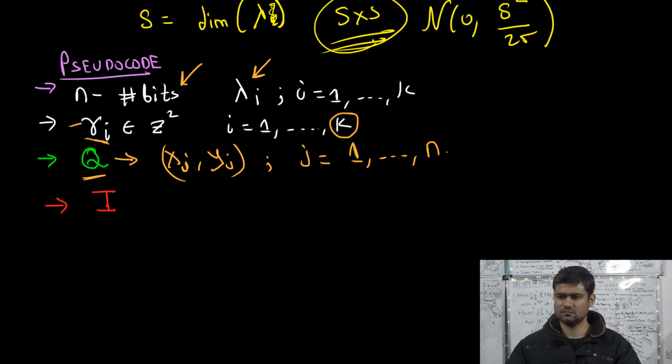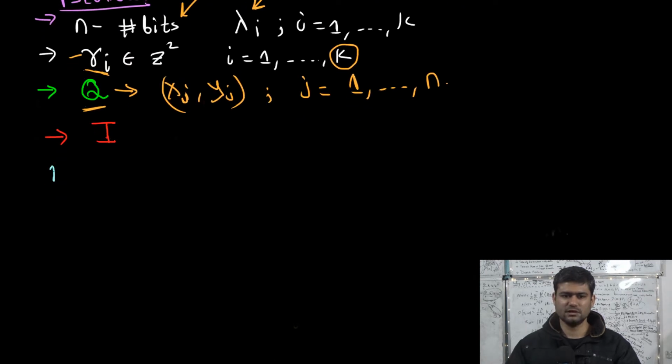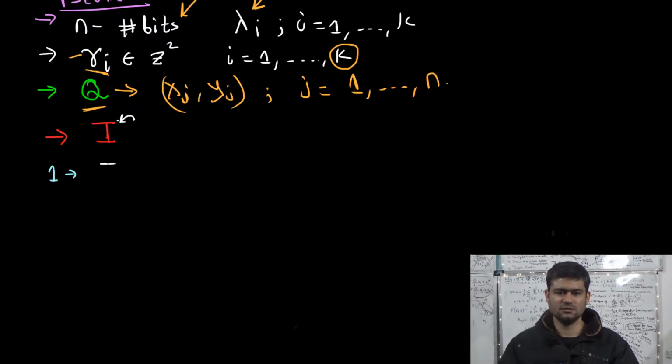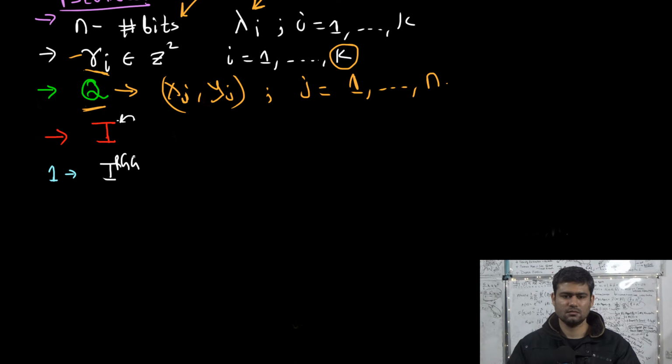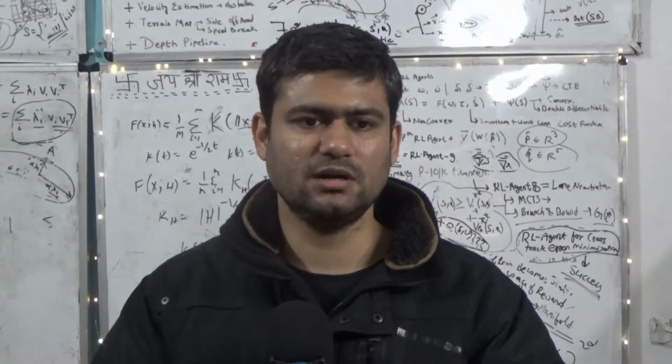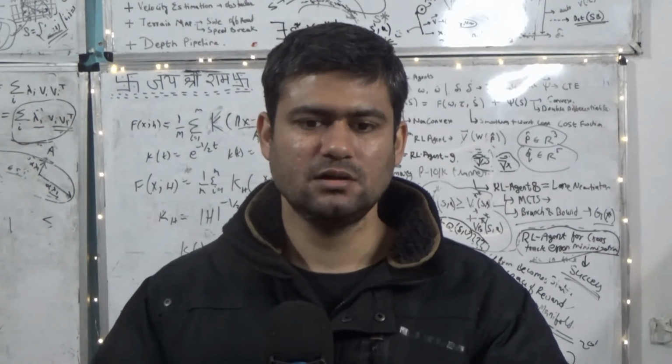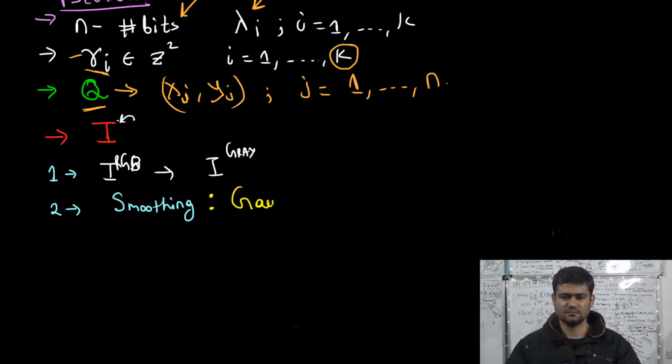So the first step in the algorithm is to convert the RGB image to grayscale. If the image is already grayscale, then we can skip this step. But in case it is an RGB image, then we convert it to a grayscale image. The second step, as we discussed earlier, is going to be the smoothing step. And recall from our earlier lecture, we discussed that we can use any of the smoothing methods that we have studied in this course. But the original BRIEF paper mentioned Gaussian smoothing. So we apply the Gaussian blur to this grayscale image.